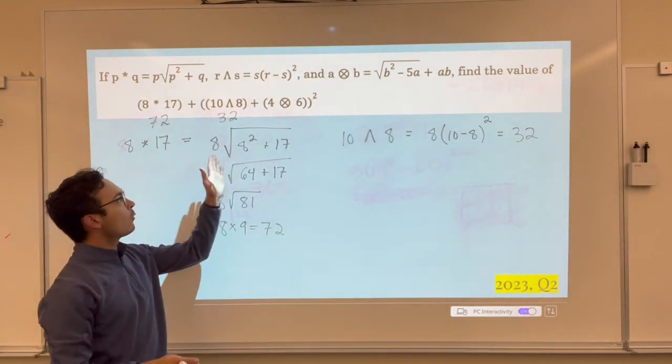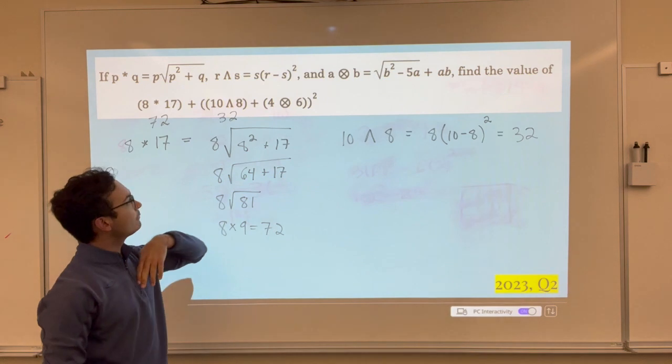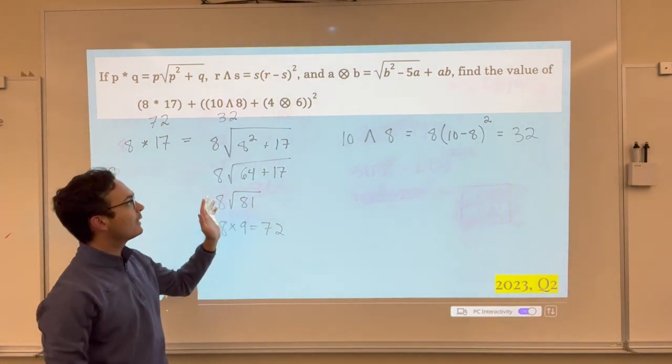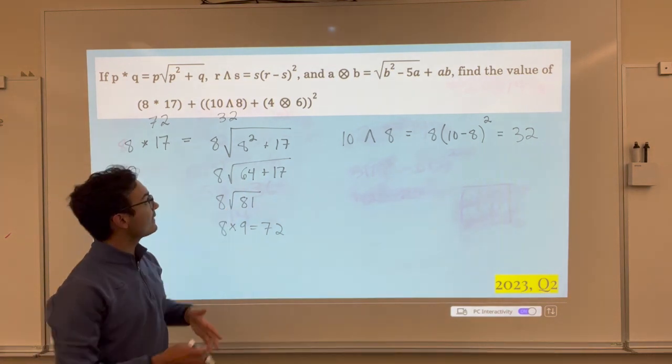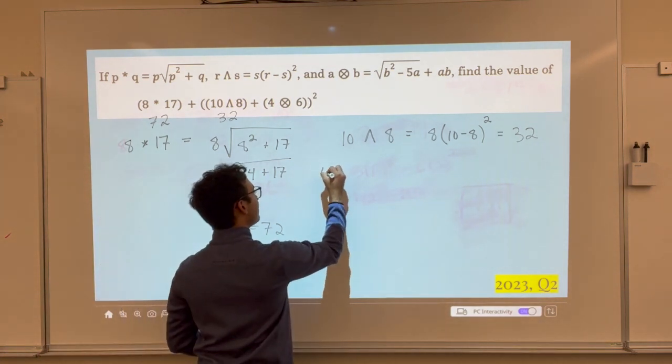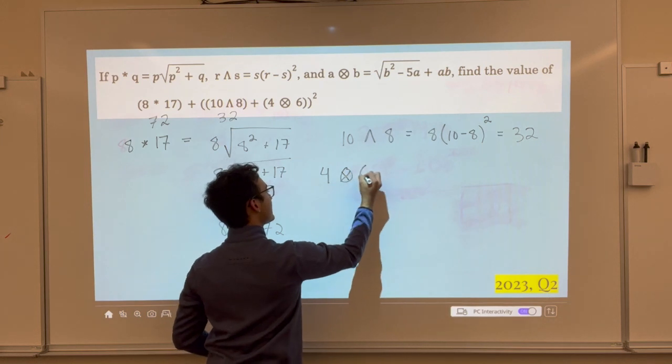Now, let's do 4 cross 6. I'm sure that probably has an official name. I don't know it personally. I'm just going to call it cross for now. So let's evaluate 4 cross 6. So we have 4 cross 6.